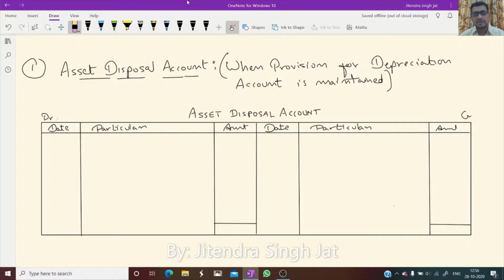Hello friends, this is Jiten Singh Jat and today I am going to explain how to prepare asset disposal account in both conditions: when provision for depreciation account is maintained and when provision for depreciation account is not maintained.